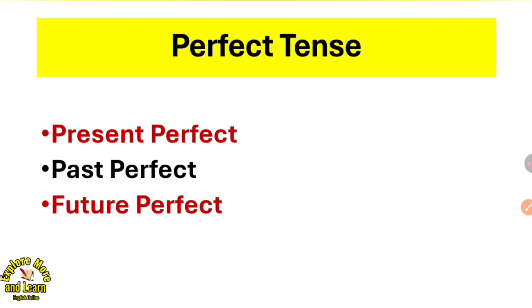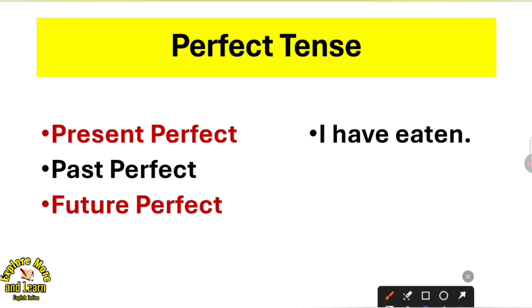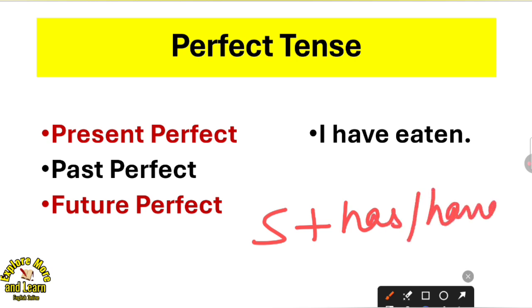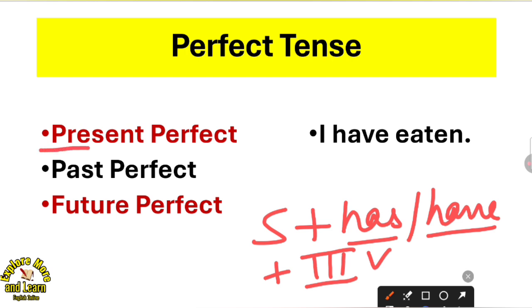The same sentence, I eat, if you change into present perfect, that will be I have eaten. Quick revision: subject, then you use has or have, then you use the third form of the verb, the past participle. So here you will use either has or have because it is present perfect. Perfect means third form, and present, so has or have. That's it. So I have eaten.